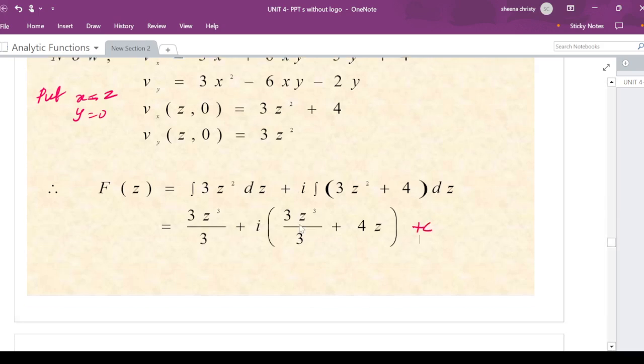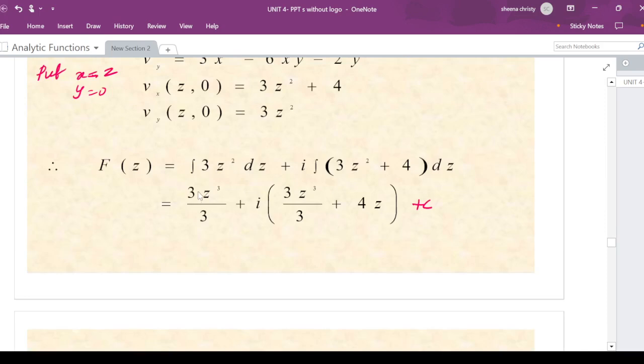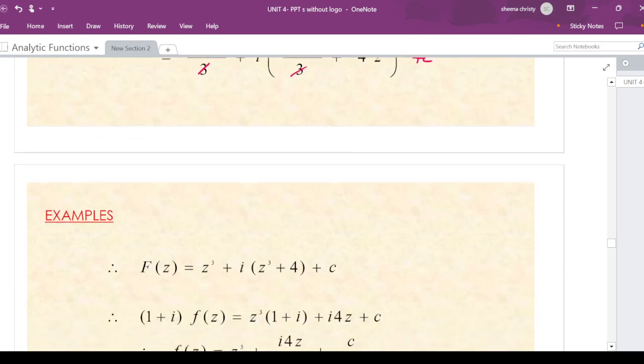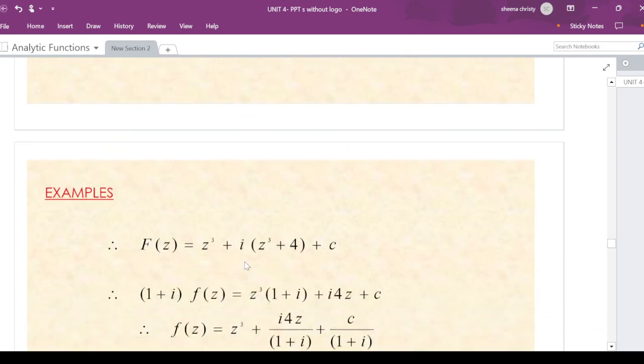Next, you can divide these two by 3, and here also by 3. Therefore, F of z equal to z cube plus i times (4z plus z cube) plus integral constant. So this capital F of z, we know, is (1 plus i) into small f of z. Therefore, keep f of z alone here and bring this 1 plus i to the right hand side.